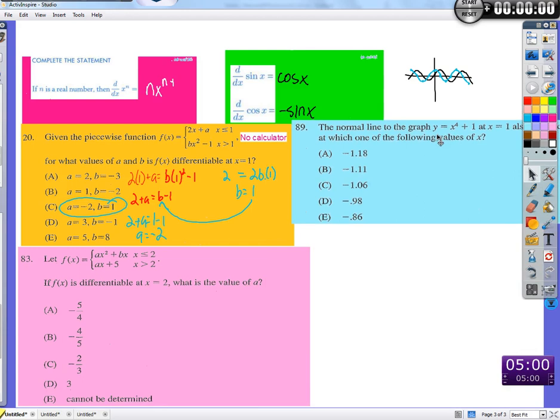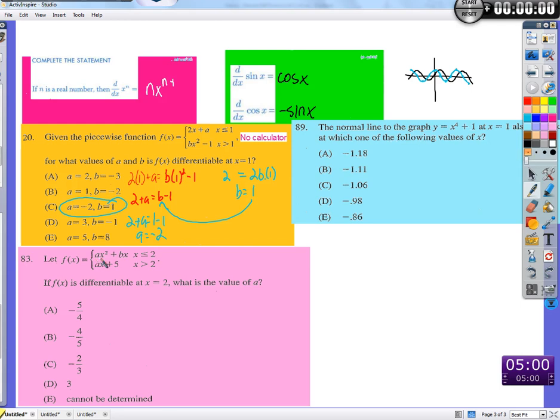Now we'll take a look at this guy right here. Similar question. Calculators are okay though. Let f of x be this piecewise defined function. If f of x is differentiable at x equals 2, what is the value of a? Well, isn't that the exact same question? Yeah, a little more challenging. But from our experience here, we can do the derivative.